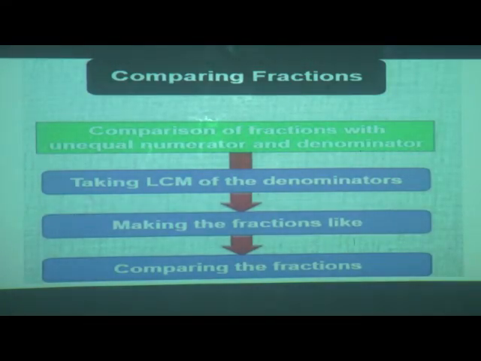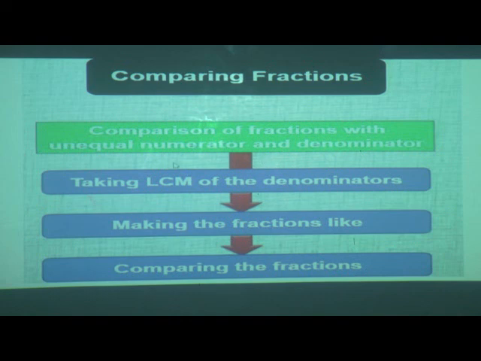Now we will see comparing the fractions. Comparison of fractions with unequal numerators and denominators. Unequal means they don't have the same number in the numerator and the denominator. So by taking the LCM of the denominators first, because when the denominators are different, we can't do the direct operation. I will show how to compare the fractions and then we will see the sums related to this.